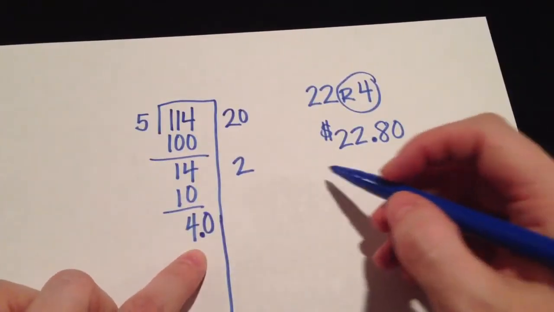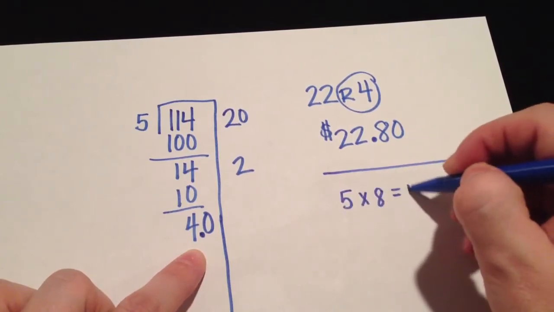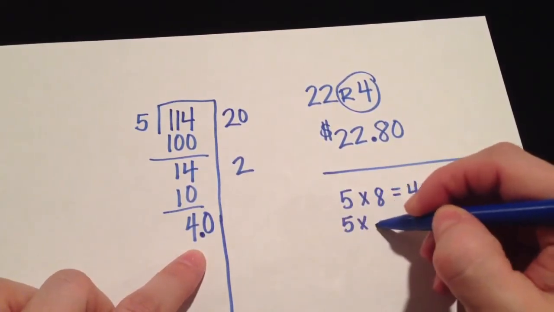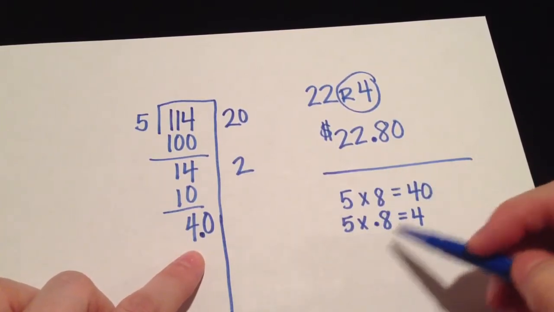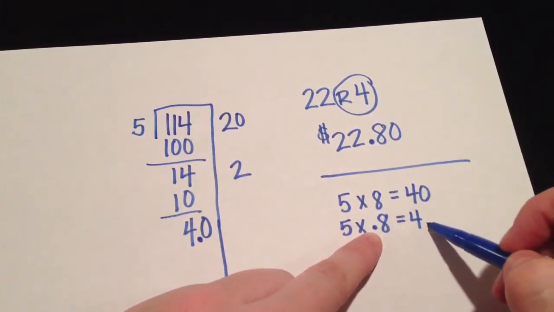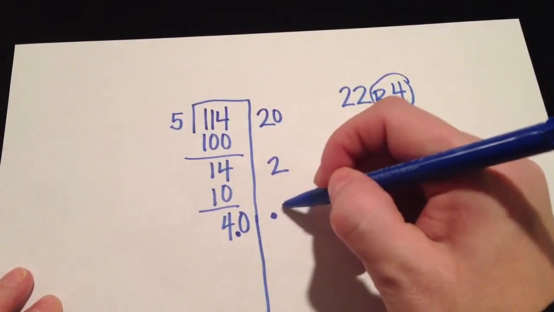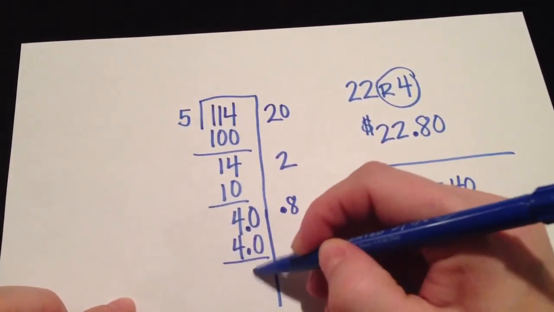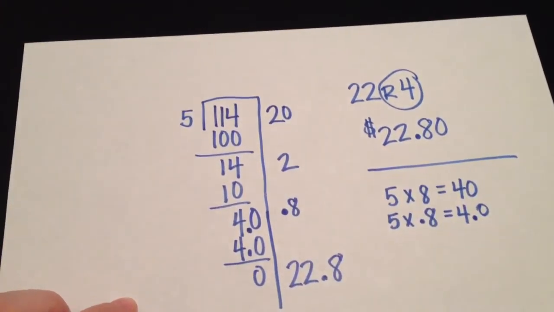I'm going to use information that I already know, and I know that 5 times 8 is 40. That means that I also know 5 times 8 tenths is 4 wholes. Okay? Because now I have one number to the right of the decimal, so in my answer I need to have one number to the right of the decimal, so it would be 4.0. So 8 tenths times 5 is the same as 4 wholes, which gives me a total of 22 and 8 tenths.